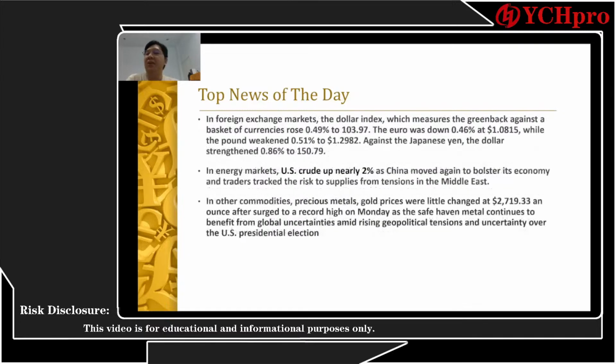And as a result of all of these market changes, the US dollar rose by 0.5%, the euro was down by 0.46%, the pound weakened by 0.51%, and the dollar strengthened by 0.86% against the Japanese yen. Moving on to the energy markets, we are seeing US crude oil up nearly 2% as China moved to boost its economy by giving more stimulus, and there's a race for oil supplies due to escalating tensions in the Middle East.